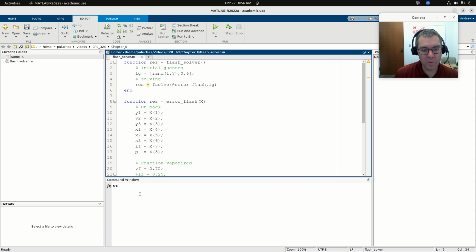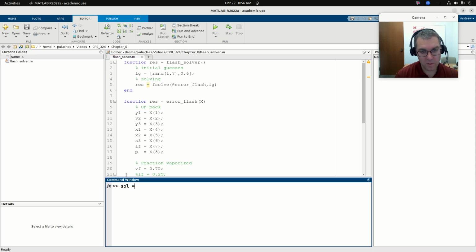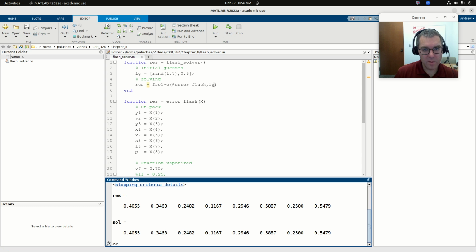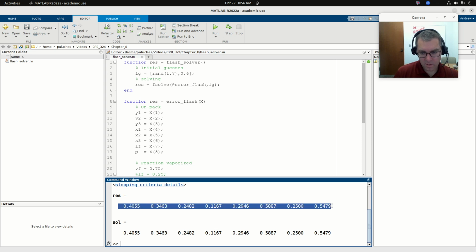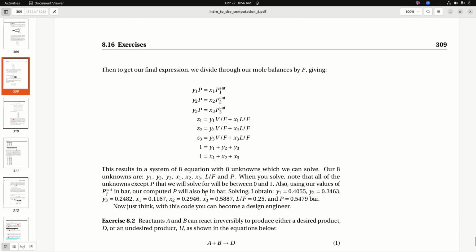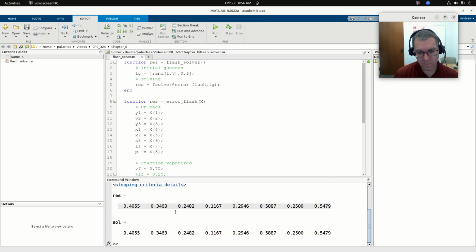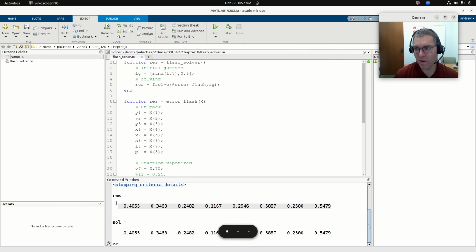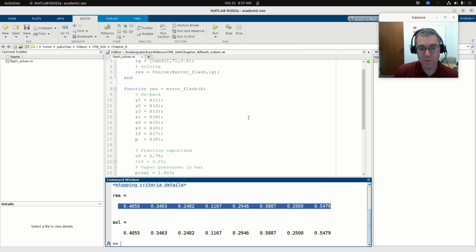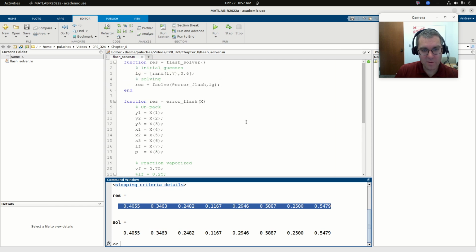Now I have this function with no inputs, so I could just run it: sol is equal to flash solver. Running, oh, I didn't suppress my output in here. But running, I get this. I see that L over F is 0.25, which is exactly what we said it would be. So in terms of Y's, 0.4055, 0.3463, 0.2482, and the rest, then 0.25, and 0.5479. So we solved it, and that's all there is to it.